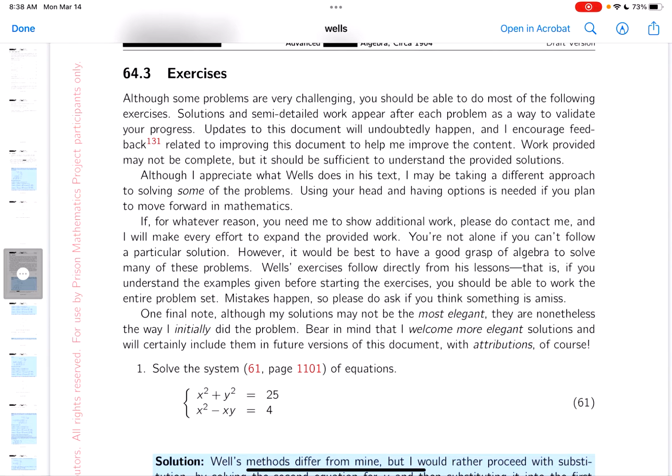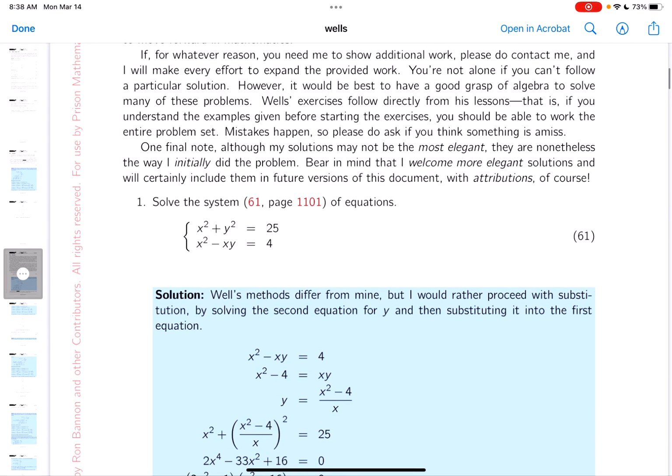Okay, 64.3, the exercises. We'll certainly start with problem number 1. I'm going to go to the whiteboard to do that. So let me open up the whiteboard here, and let's write down the system and then try to solve it.